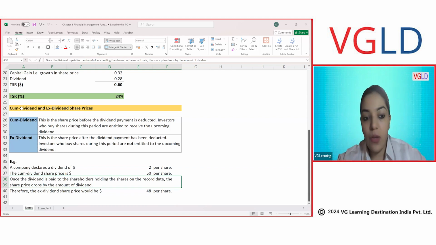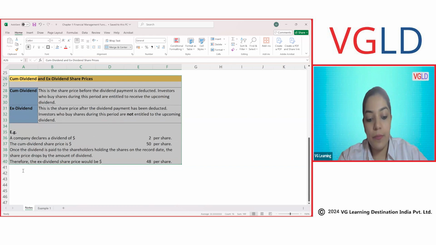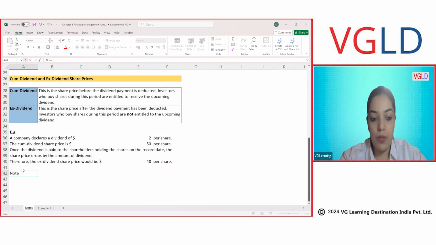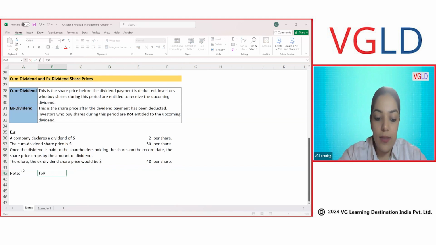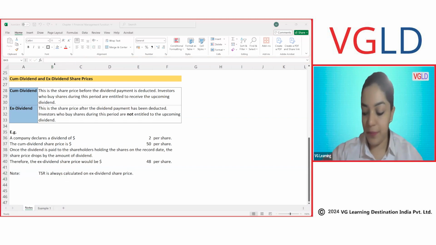Now please let me know, is the concept of cum dividend and ex dividend share price clear? Note, shareholder wealth or TSR in short, TSR is always calculated on ex dividend share price. Yes? Okay.